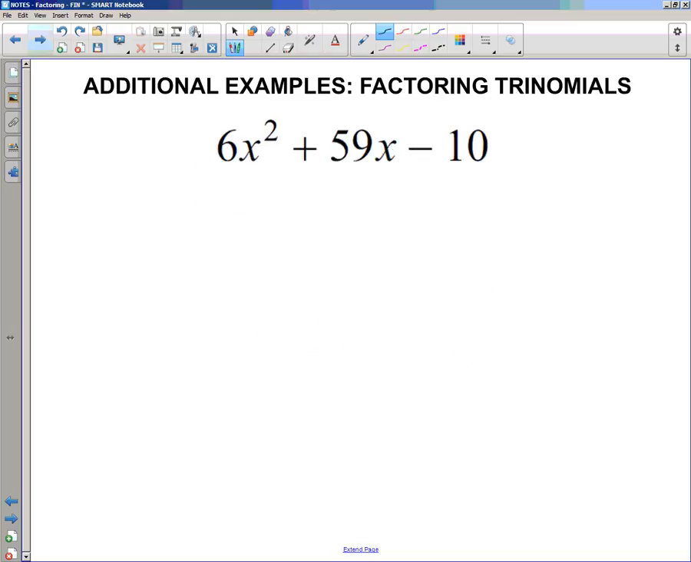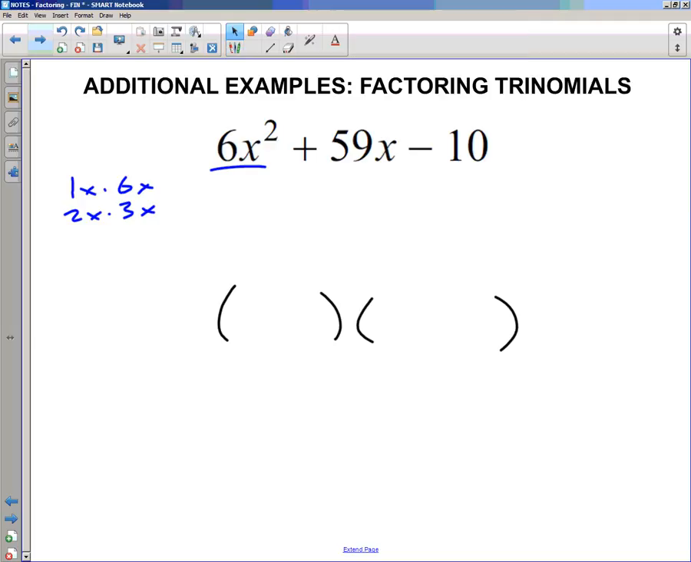Okay, a couple more here. All right, let's see if we can get this guy to factor. Let's start with the 6x squared. Now, we got more than one way to get this. This could be 1x times a 6x. It could be a 2x times a 3x. Those are only two ways to get that.